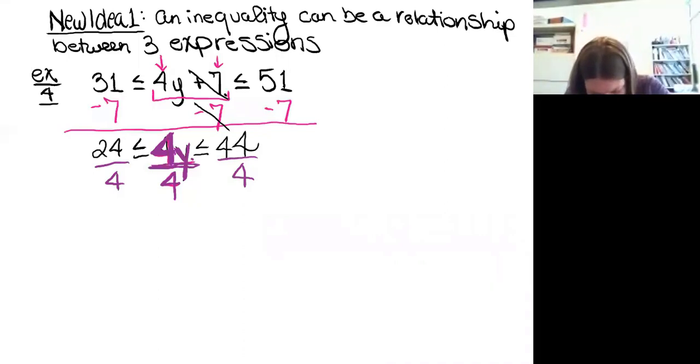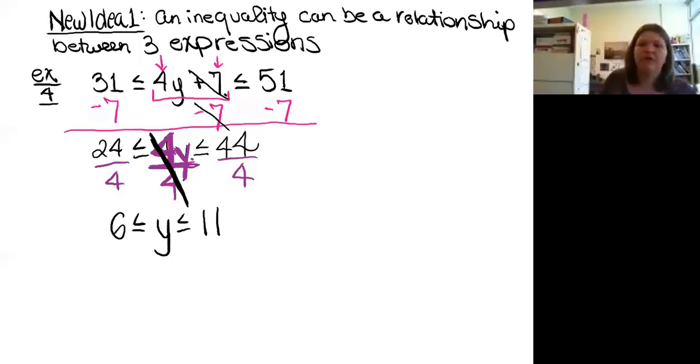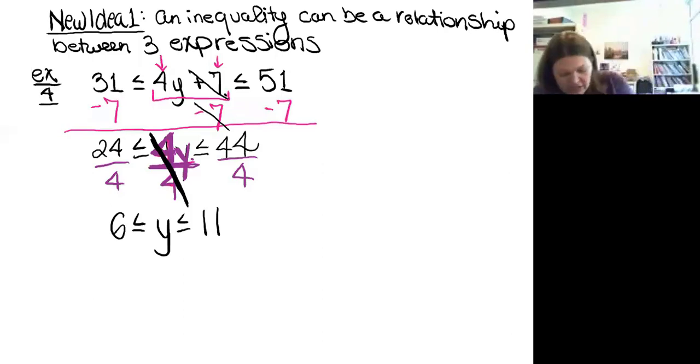Okay, so I wanted to divide this Y by 4, so I do it to all 3 sides, and now let's see what happens. 24 divided by 4 is 6. I didn't change my relationship. 4 divided by 4 cancels, which is what I wanted. I wanted this cancellation. That's why I divided by 4, so that my Y is alone. And on this side, 44 divided by 4 is 11. Now I have this relationship of Y where I'm saying Y is between the numbers 6 and 11.